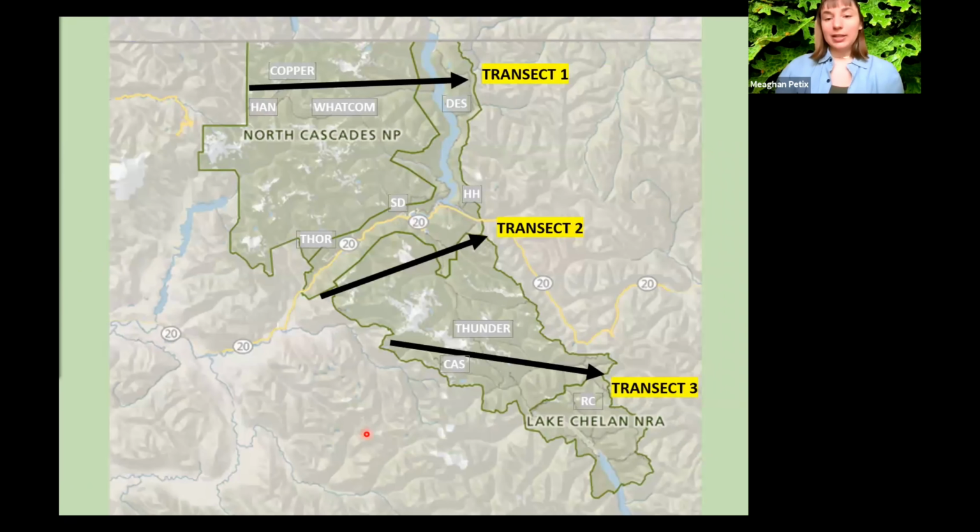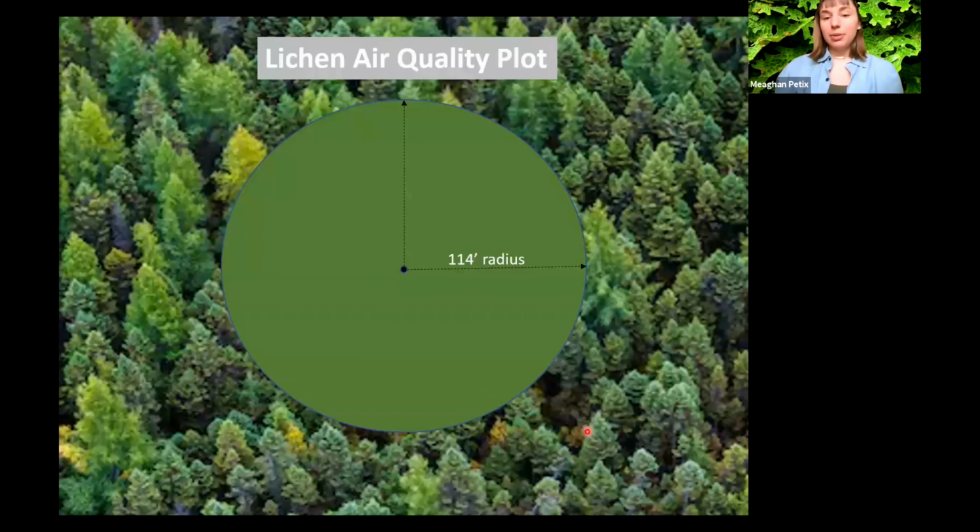I established lichen air quality plots across the North Cascades. I identified 10 distinct spatial areas across 3 transects that represent both north and south and west to east gradients within the park. At each one of these spatial areas, I established 3 plots along an elevational gradient. The lichen air quality plots were 114-foot radius circular plots with an area of 0.9 acres.